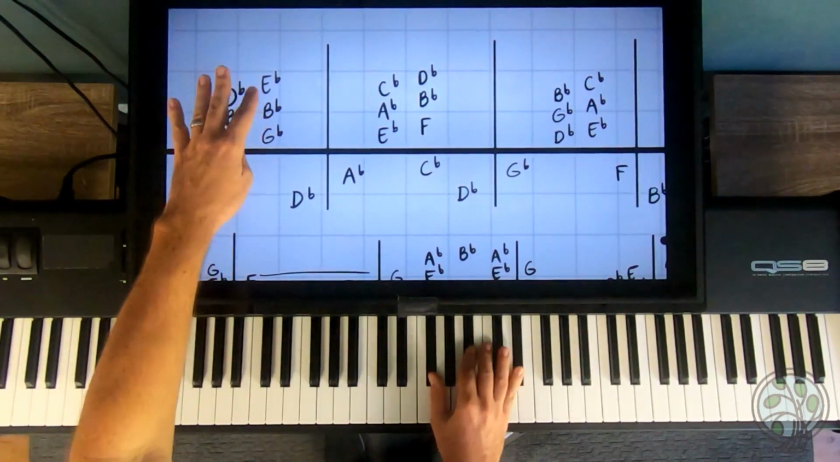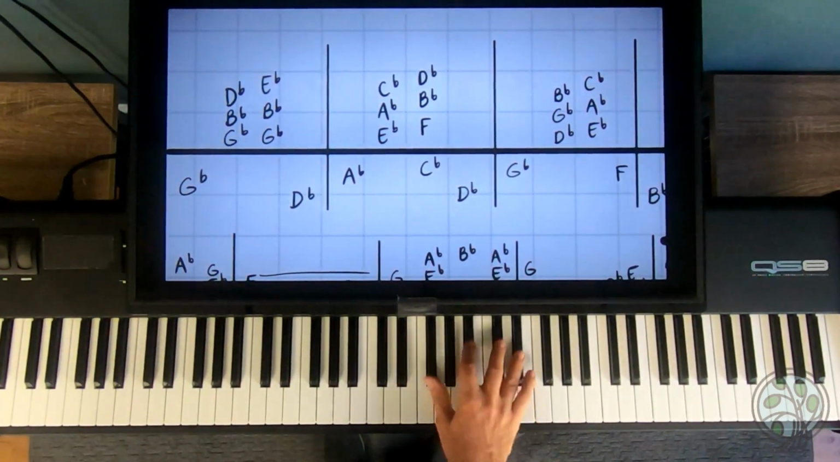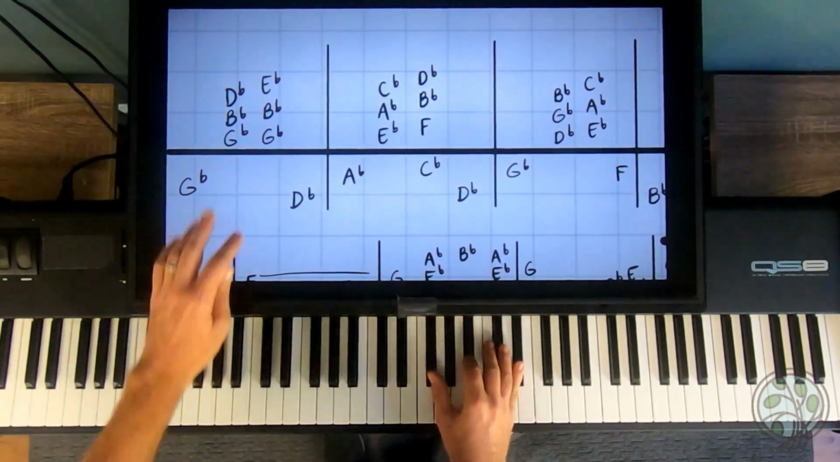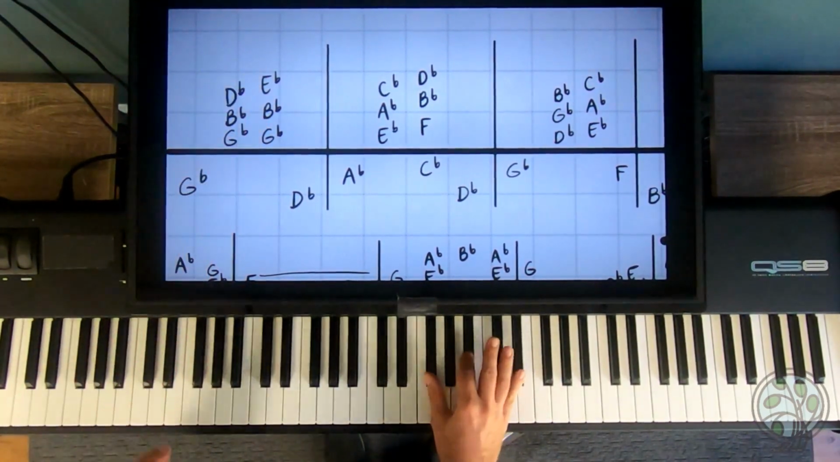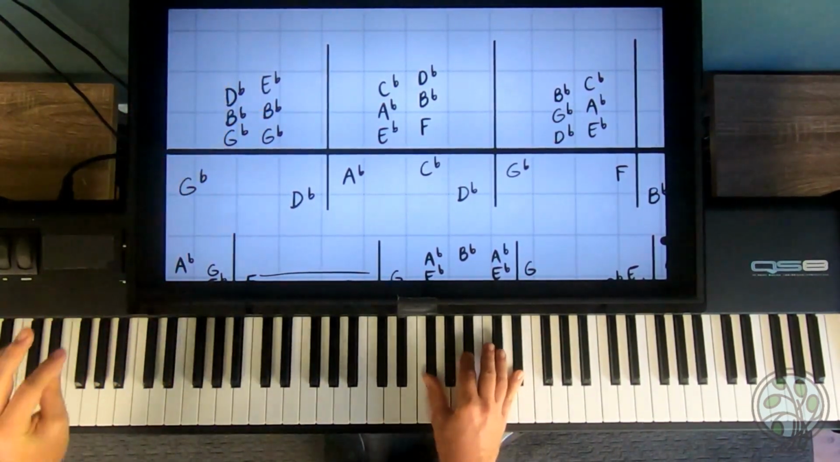All right, so we'll keep that B flat. I think I actually played a B natural there earlier, so my mistake. Make sure it's G flat, B flat, E flat. So you keep the note in the middle.